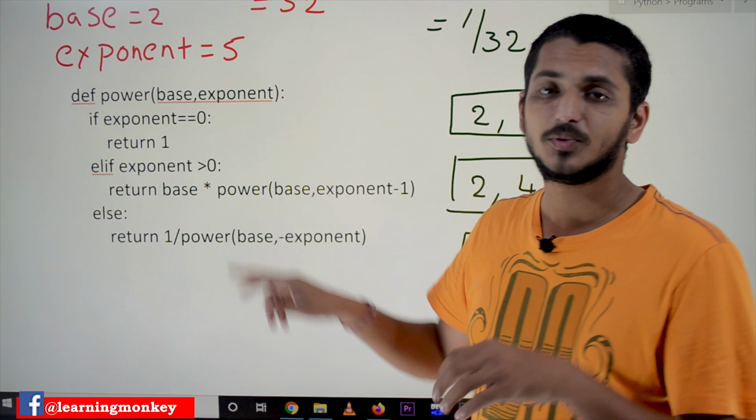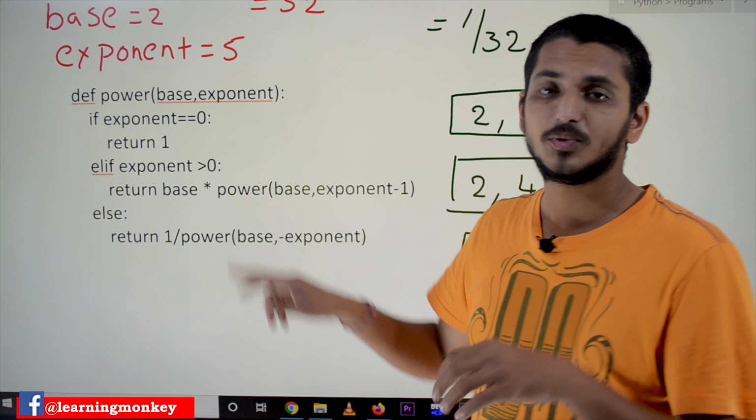Else means when we go to the else part, if exponent is a negative value, only then do we go to the else part. We are returning 1 by power of, so we are calling the function, but we are doing it as 1 by power of base comma minus exponent, meaning we are changing the exponent value to positive and again recursively calling the function. From here onwards, it will execute the same way this function executed. What's the final output? This function will return 32. That will be placed here, 1 by 32. That is the value finally returned back. So this is how the return statement will be helpful in our recursive functions.